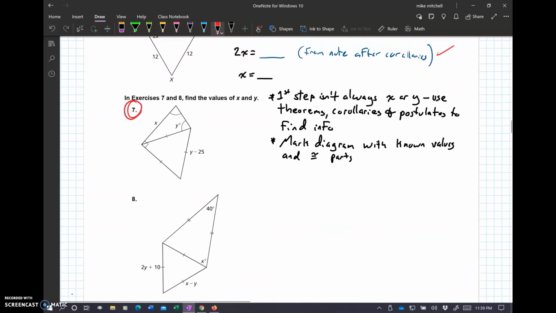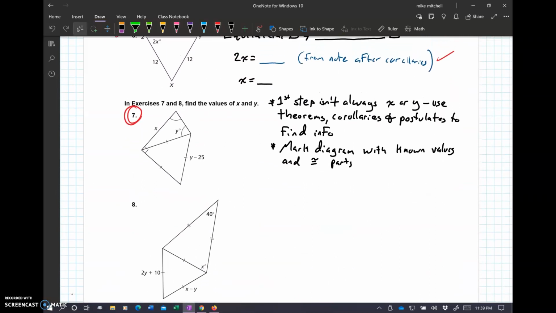We're running low on time here, so I'm going to get in what I can. 2 minutes left, less than that. The first step isn't always finding x or y in these problems. You don't always get x before y. It's not always alphabetical order. Use what you know to get anything. Whatever you can figure out is what you're supposed to do first, and keep going with this.